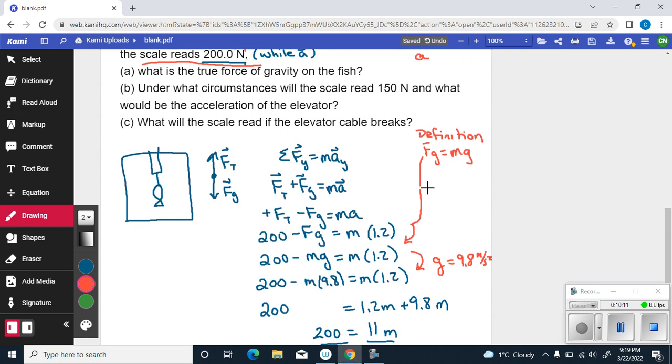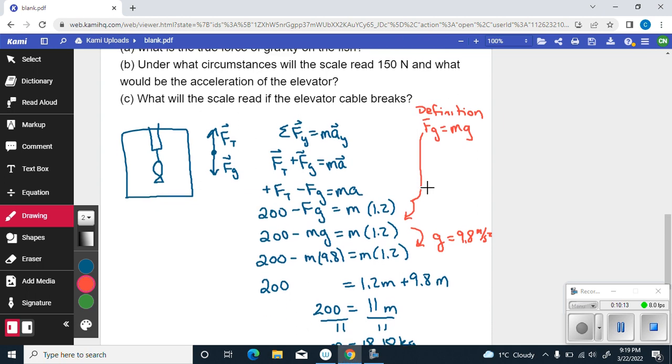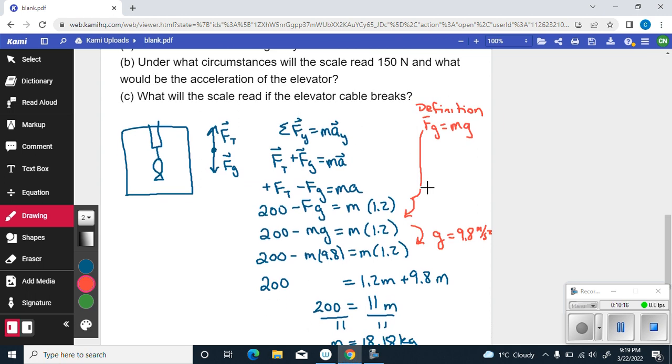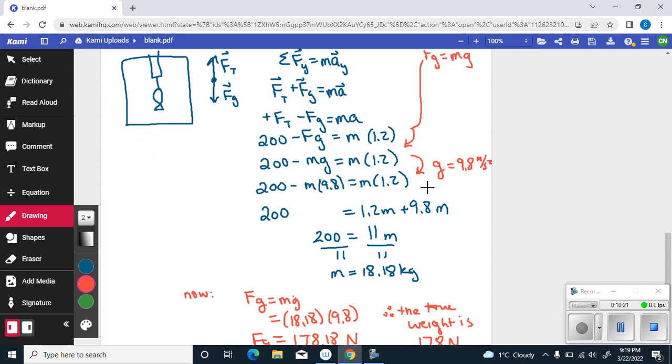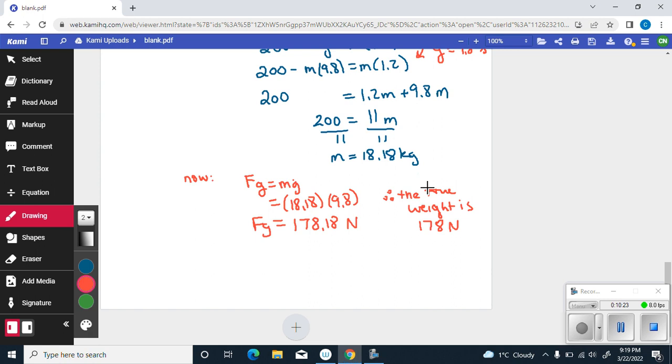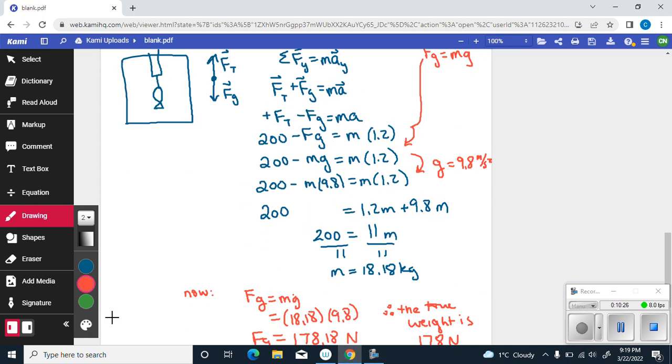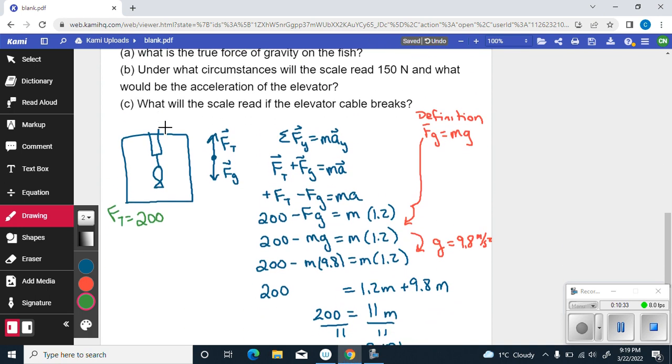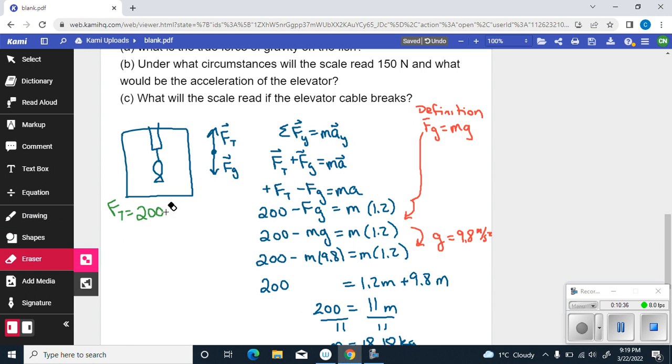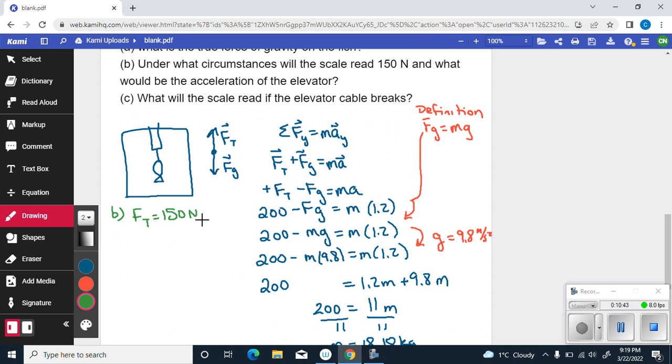So there's A. Under what circumstances will the scale read 150 newtons, and what would be the acceleration of the elevator? Okay, so I want the scale to read 200 newtons. No, not 200. What did I say? 150. 150. Sorry. So this is B. So this is when my tension has to equal 150 newtons. And I want to know what the acceleration is going to be.